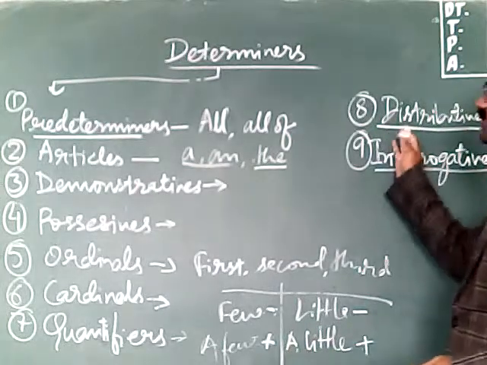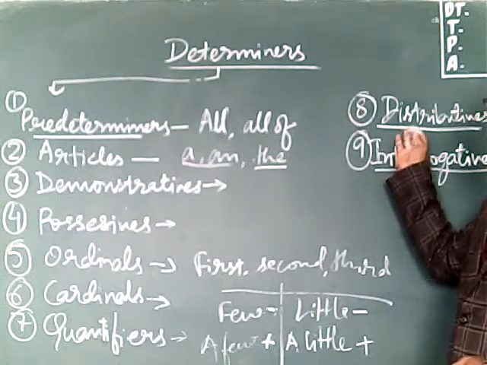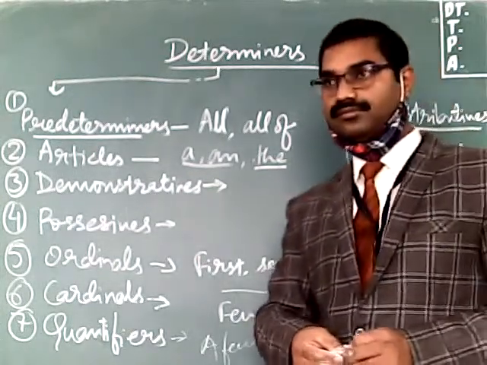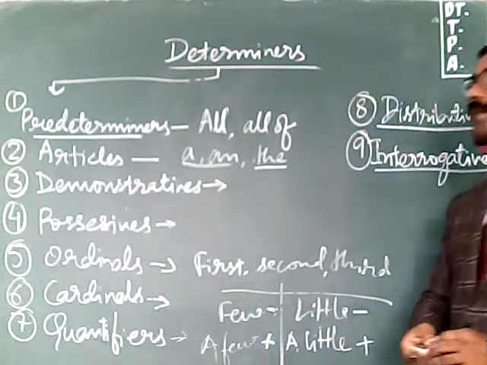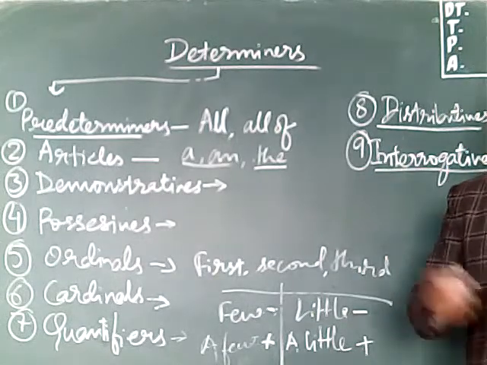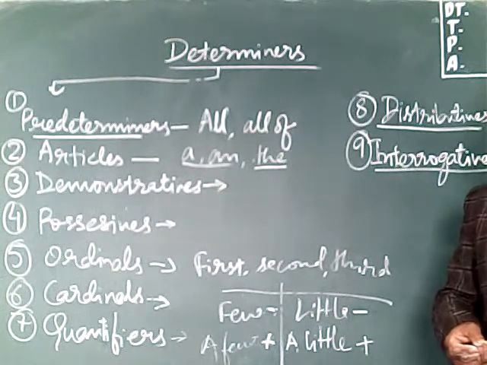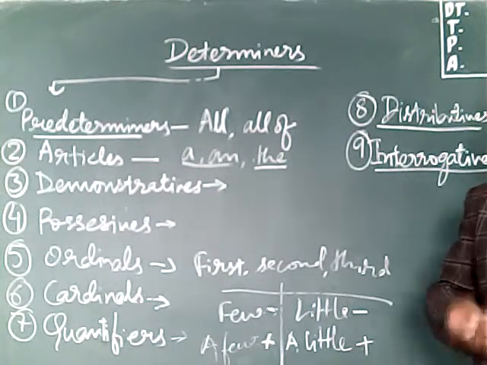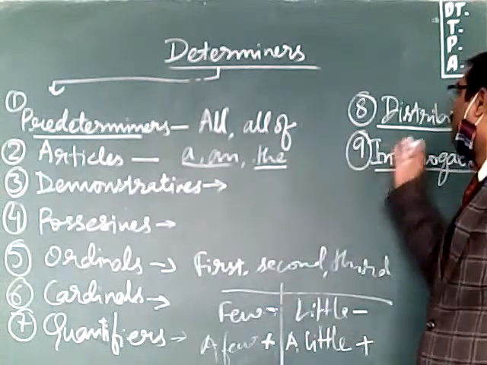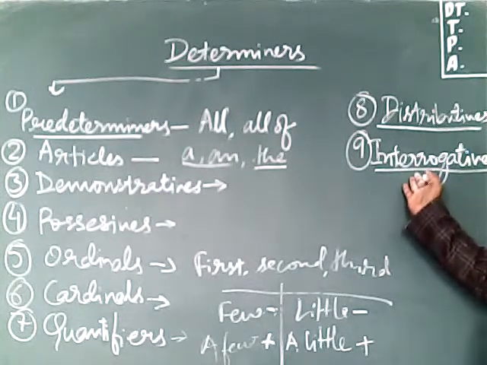Next is distributives. When you distribute things, how do you distribute them? Means you make use of some words. I'm talking about that. Among, very good. Between. So these are the words that you use to distribute. There you use distributive determiners.